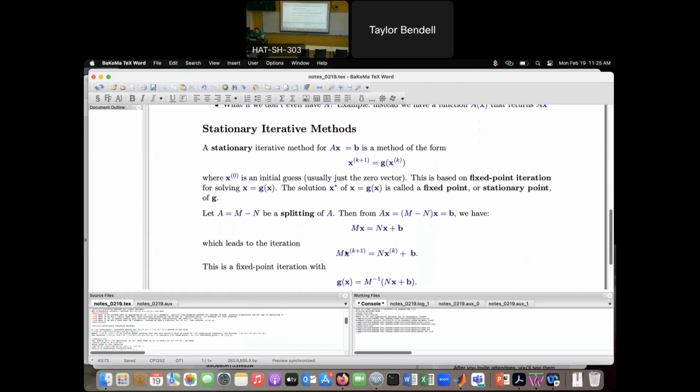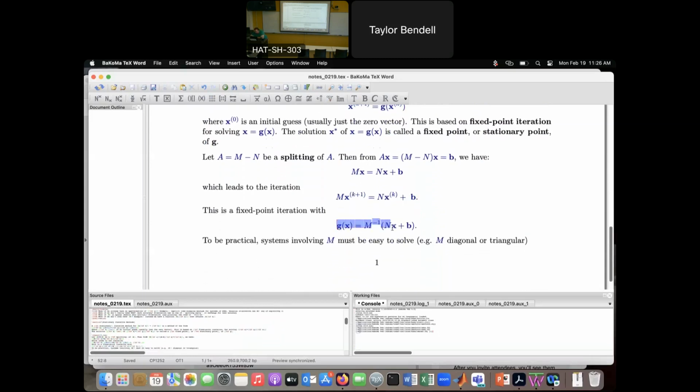I substitute my initial guess over here, and then I solve a system of equations involving M instead of A. And that gives me x1. Then I plug in x1 over here, compute this right-hand side vector, and now I solve a system again involving M to get x2, and this cycle keeps going. So now I have a fixed point iteration of this form, x k plus 1 equals g of x k, where this is a function g. You compute Nx plus b, and you solve a system involving M. In other words, it's equivalent to multiplying by M inverse. So this is the function g I have.